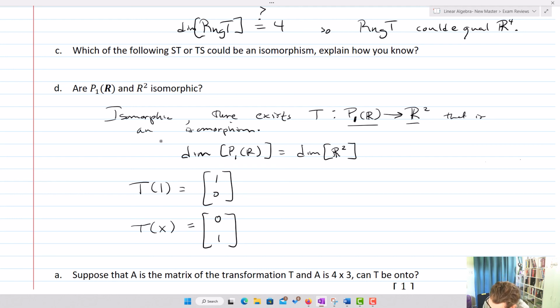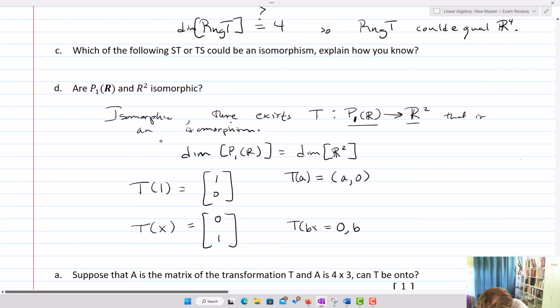In fact, what that means is that we get T of, and we'll call this a, T of a times 1 is going to equal (a, 0). And then we'll call this b, T of b times x equals (0, b).